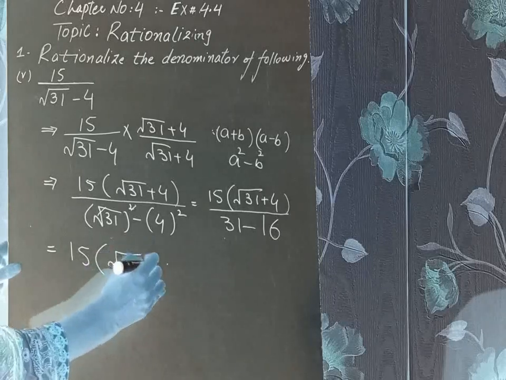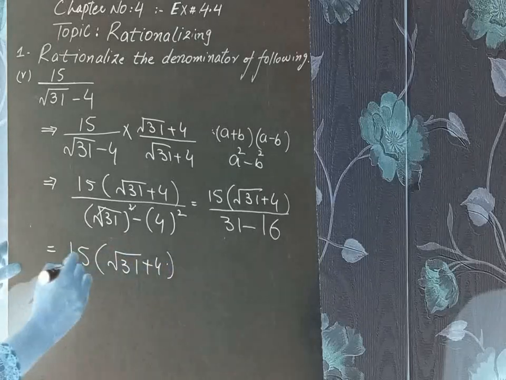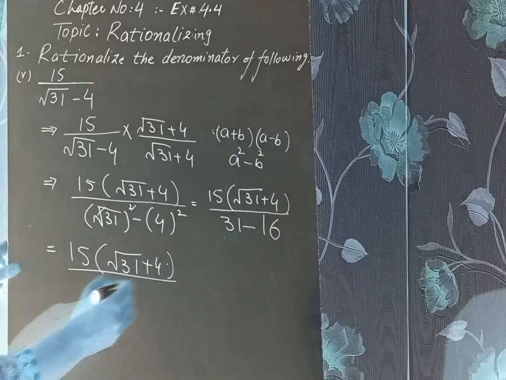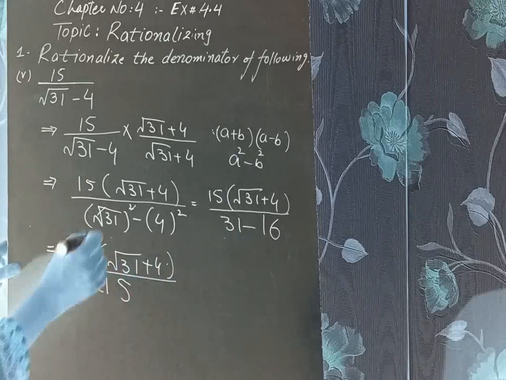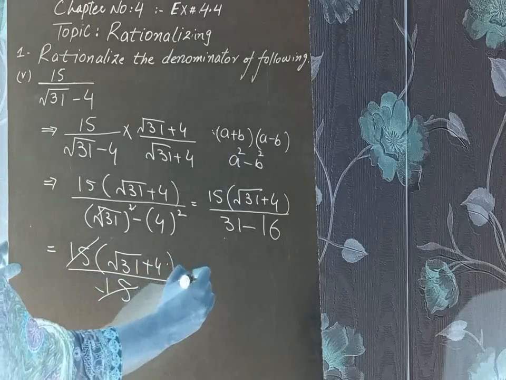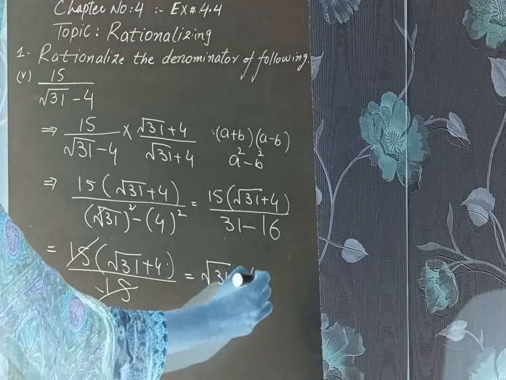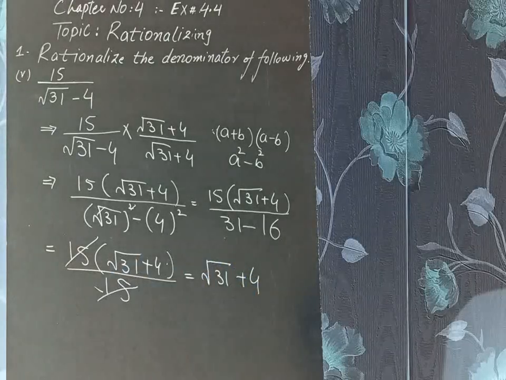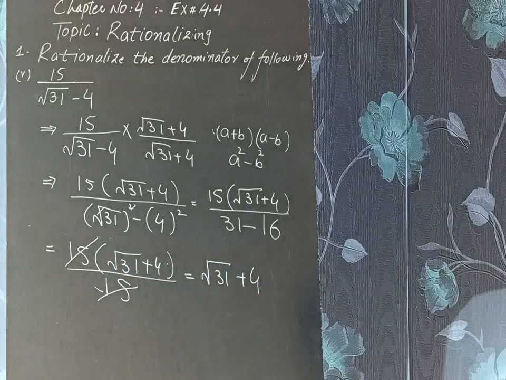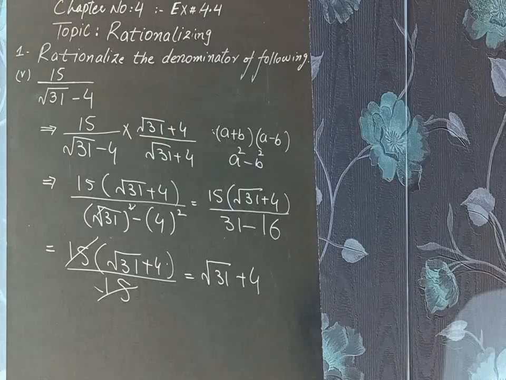This is 30, the numerator will be as it is. And in the denominator, this is 31 minus 16, which is 15. Both 15s will be cancelled here. So our answer is 31 under root 31 plus 4. Now this is rationalized as there is no surd in the denominator.